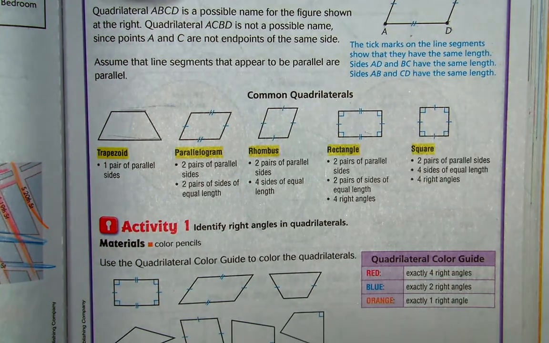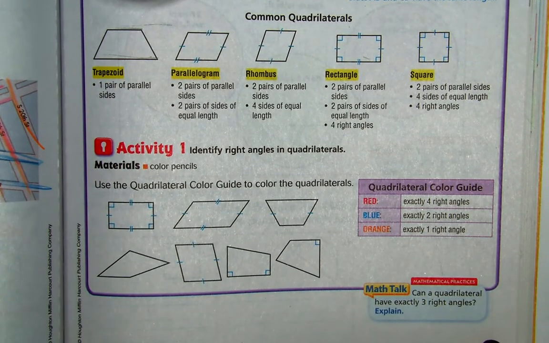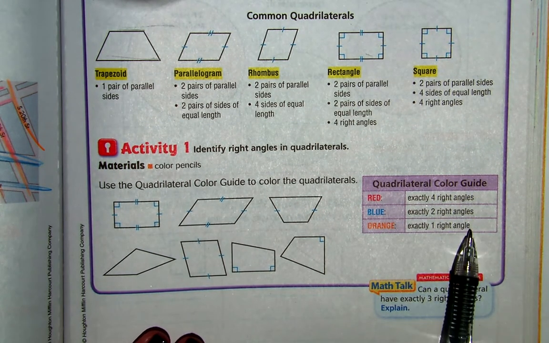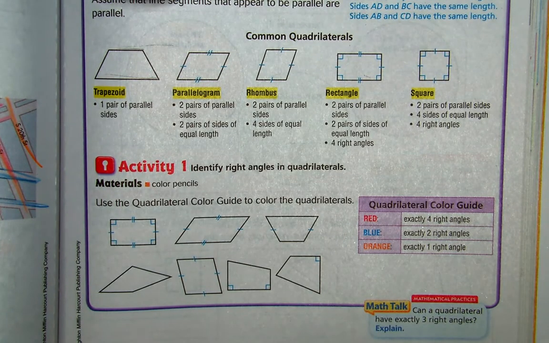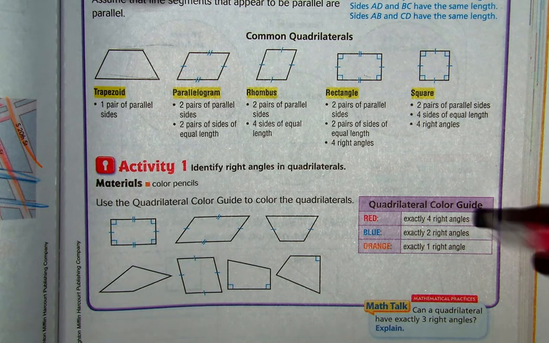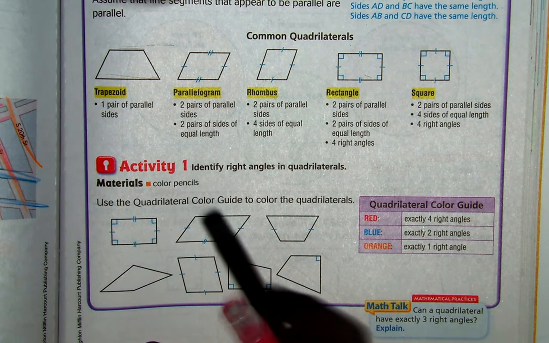So let's look at Activity 1. Identify right angles in quadrilaterals. We use the quadrilateral color guide over here in this table to color the quadrilaterals. So we need our orange, blue, and red crayons or colored pencils again. Now, the first ones we're looking at are red. They have exactly four right angles. So the ones that have exactly four right angles, we're going to color red. There's only one of those, and so it is right here. You see one, two, three, four right angles, and so that one we will need to color red.